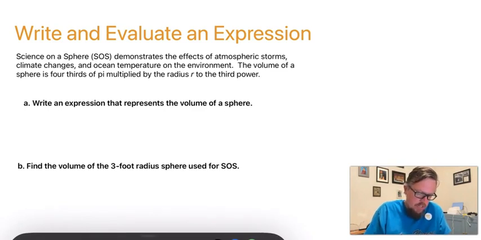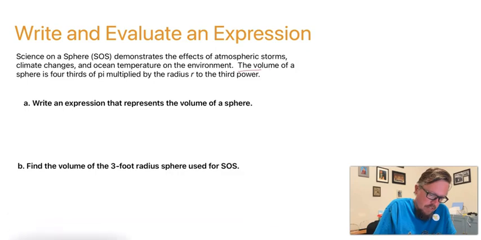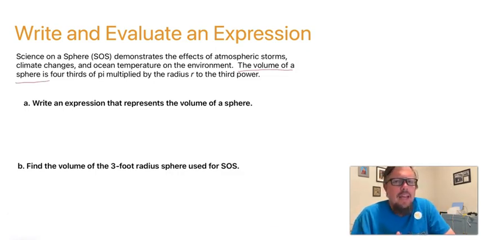Well, the volume of a sphere is given to us in this very last sentence. The volume of a sphere is. So, "is" in math means equals. So we need something that says the volume of a sphere equals, and then we're going to do 4/3 pi multiplied by the radius r to the third power.